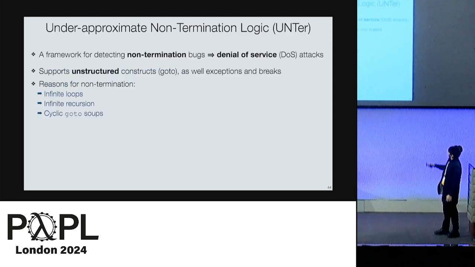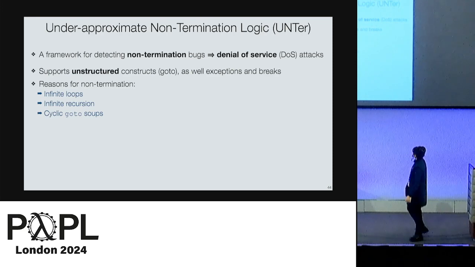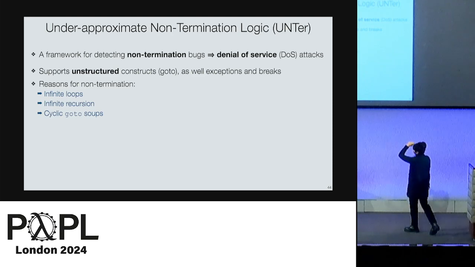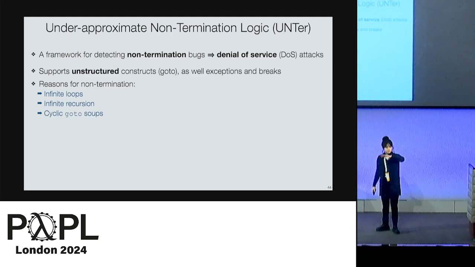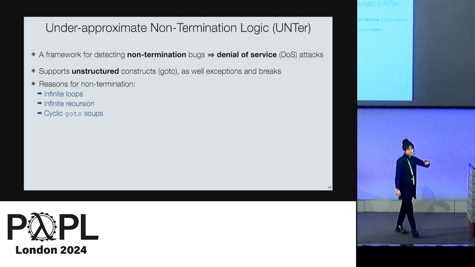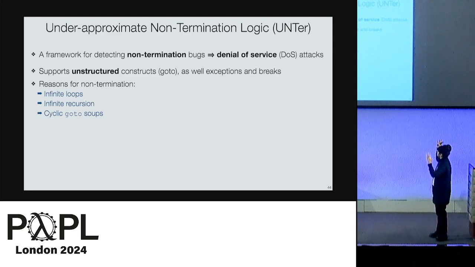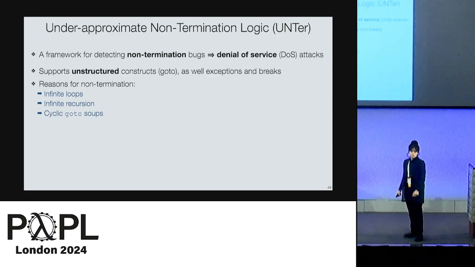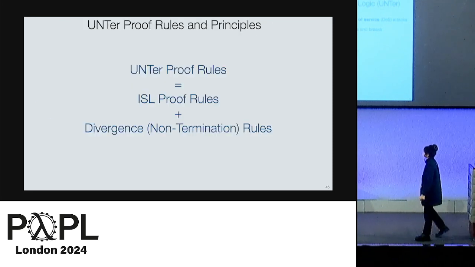So this is what we've done. We've called it under-approximate non-termination logic, UNTER. If you speak German, unter also means under, so I was very pleased with that. And it supports things like unstructured constructs, such as gotos, and breaks and exceptions and things like that, and detecting different sources of non-termination because of infinite loops, infinite recursion, or these cyclic goto loops that you could potentially get in your code.